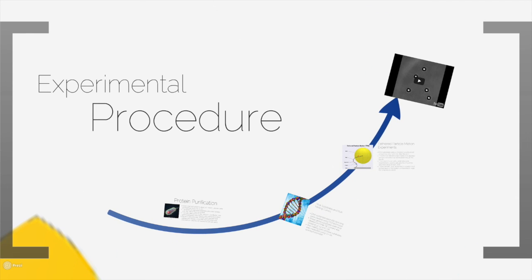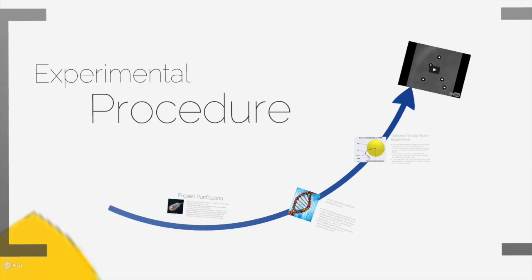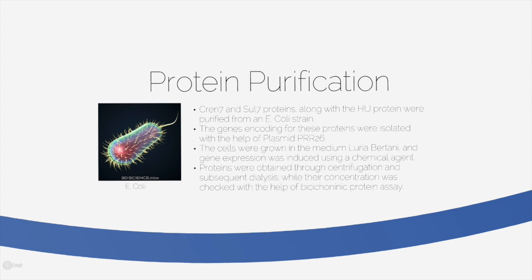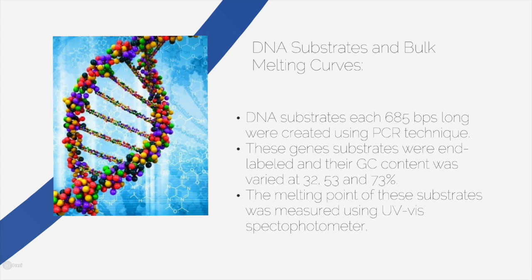Let's talk about the experimental procedure. They started the experiment by purifying the proteins Cren7, Sul7, and HU from E. coli. The genes encoding for each of these proteins were obtained using a plasmid and then were chemically forced to express in a culture. Then they moved on to isolate DNA strands.